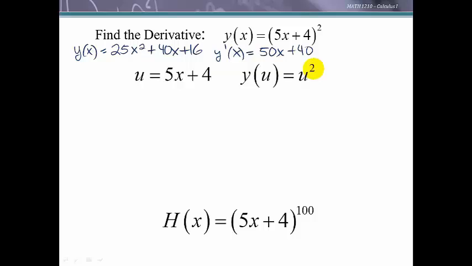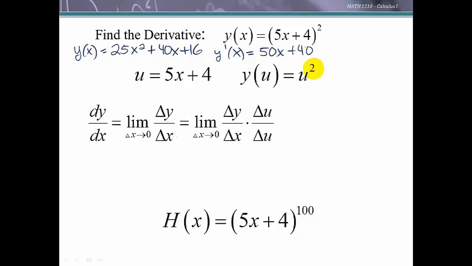finding the derivative. And first of all, we're going to just start with the derivative and look at our Leibniz definition for derivative. We have the limit as delta x approaches 0 of the change in y over the change in x. And we could express that also multiplying by delta u over delta u, which equals 1, provided that delta u is not 0. Now we're looking at a little change in u here. Provided it's not 0, this rule is going to work.